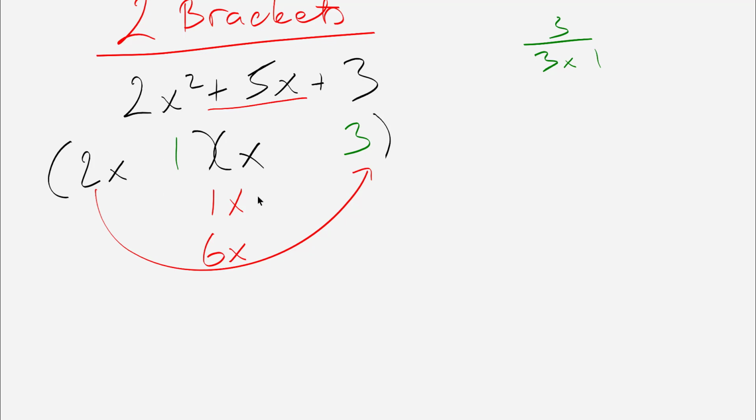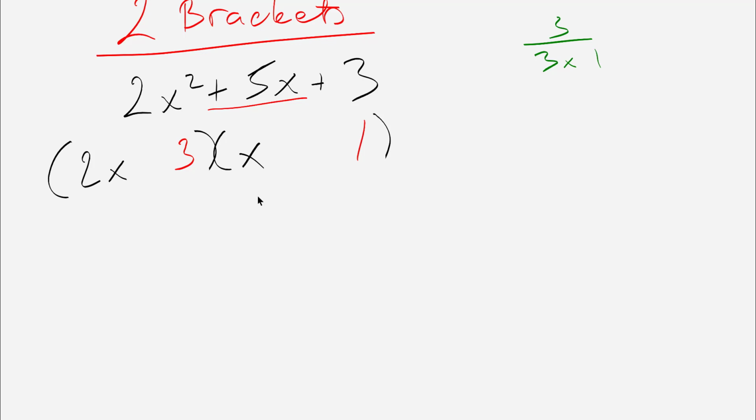So right now, if I add 1x and 6x, I will get 7x. So that means my layout's not correct. I have to swap the position of the 1 and the 3. So that's what I'm going to do. So let's put the 3 here and the 1 here and have a look.